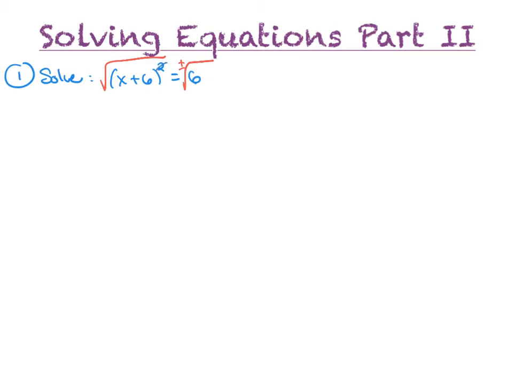The square root now with the square will cancel, and the square root of (x + 6) all squared just becomes x + 6. The square root of 6 doesn't simplify, so we'll leave it as plus or minus the square root of 6. The last thing to do to isolate the x is subtract the 6 from both sides, and we write the answer with the negative 6 in front, and then plus or minus the square root of 6.